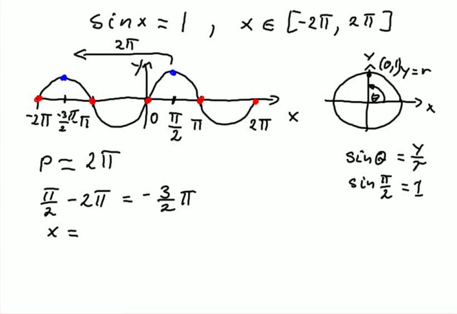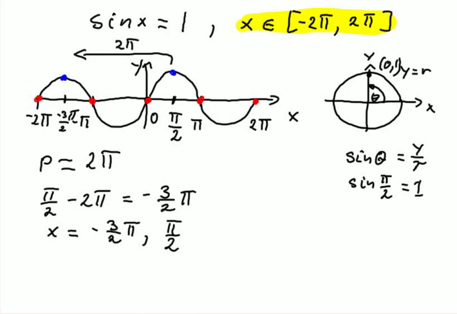Always remember what your domain is. Okay, if it's negative 2 pi to 2 pi, then you will be listing roots from that interval only. So in increasing order, negative 3 over 2 pi, of course, and positive pi over 2. Okay, so this is for that interval.